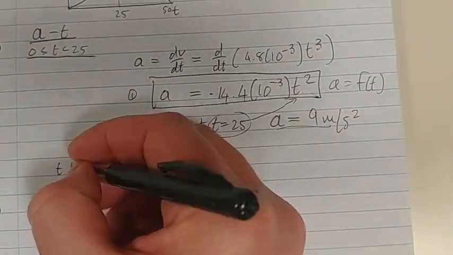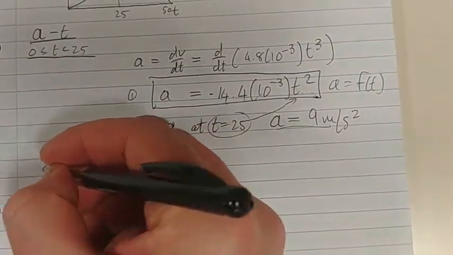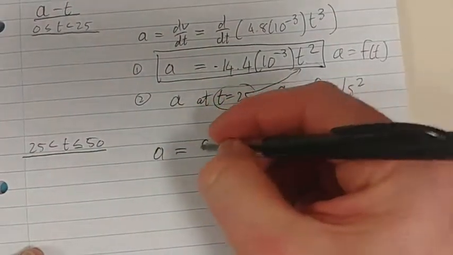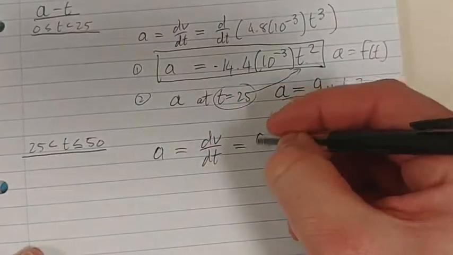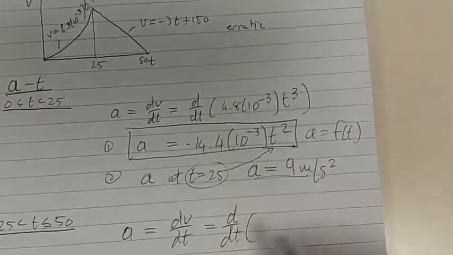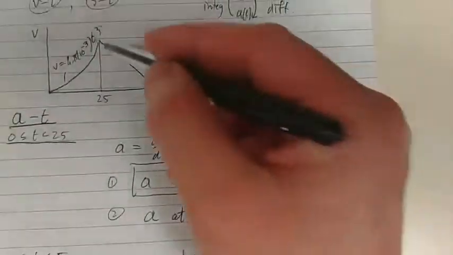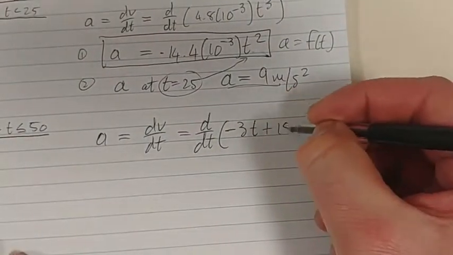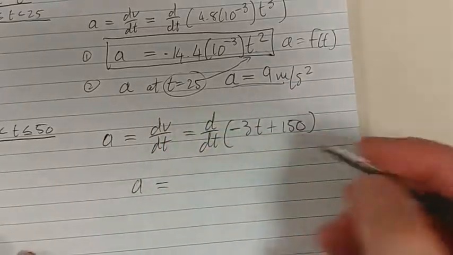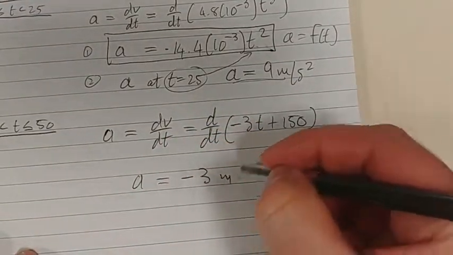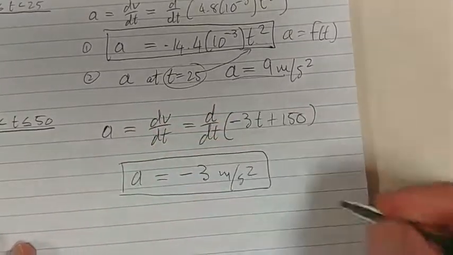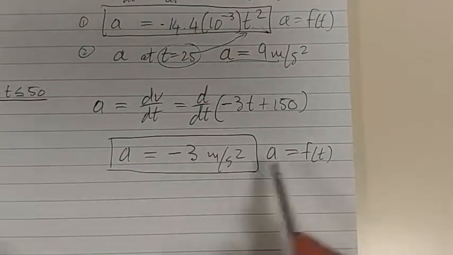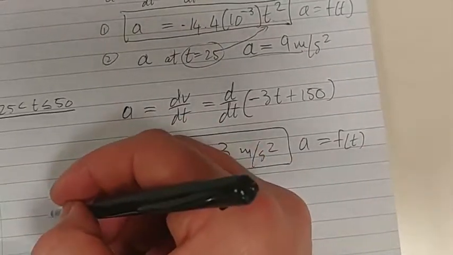Let's now look between 25 and 50. Again, acceleration is dv dt, d dt of the function during this time period, which is minus 3t plus 150. So our acceleration is minus 3 meters per second squared. There is my function. A is a function of time, but not really, there's no time, but there's my function.